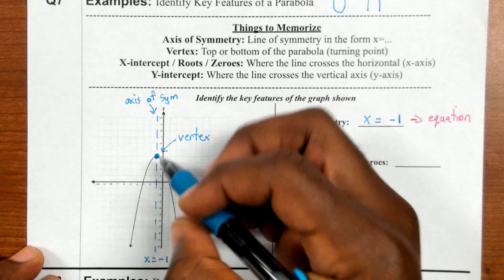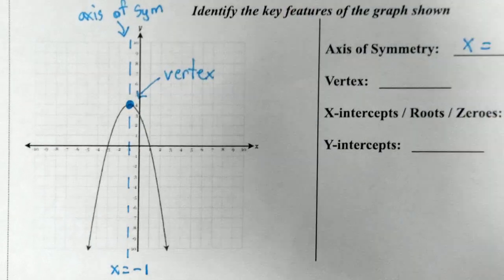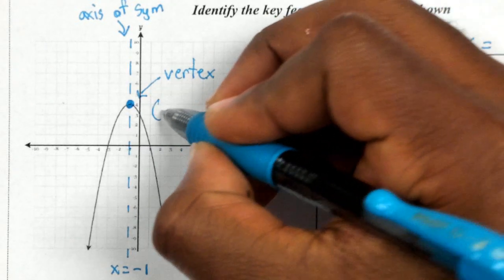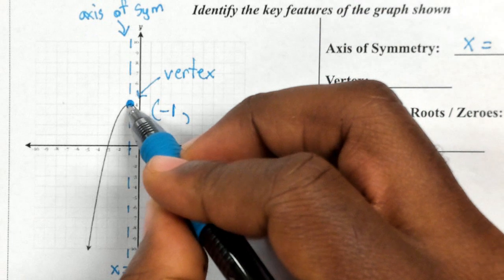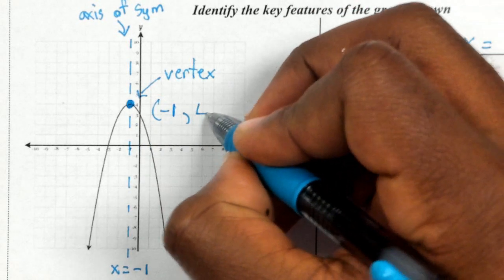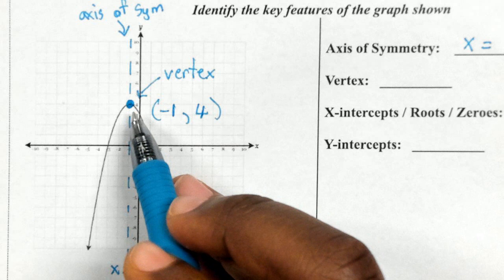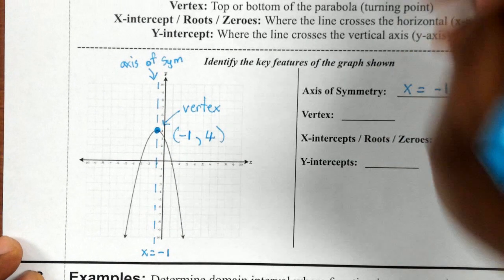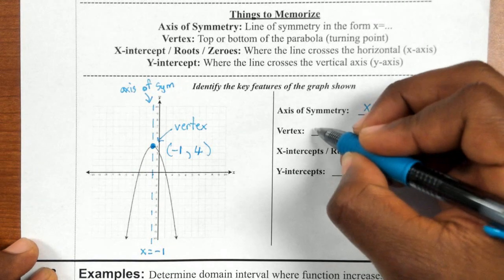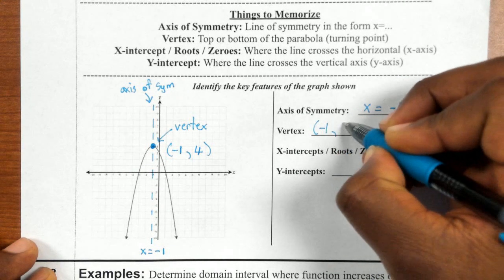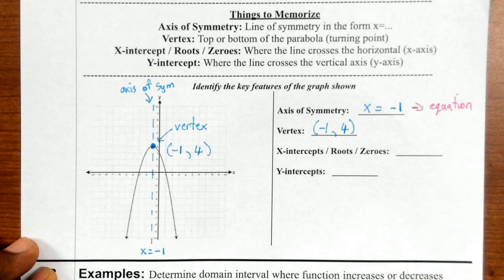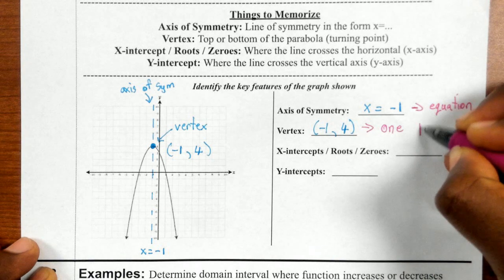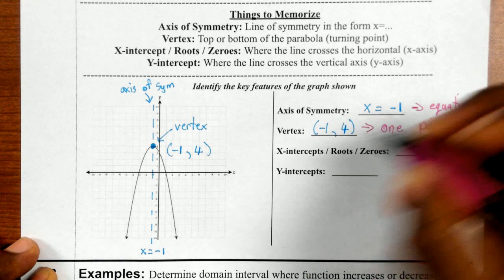Whenever you're trying to find that x and y value, all I need to do is look at the x value that this point aligns with, which is -1, and then the y value that it aligns with, which is 4. So the coordinate for this vertex would be -1, 4. Right here where it asks me for the vertex, I would say it is parentheses -1, 4. Your vertex is a point, so this would be 1 point.